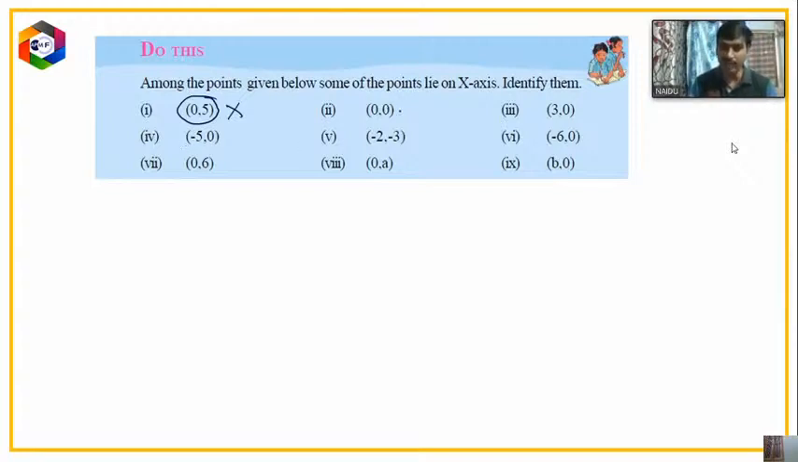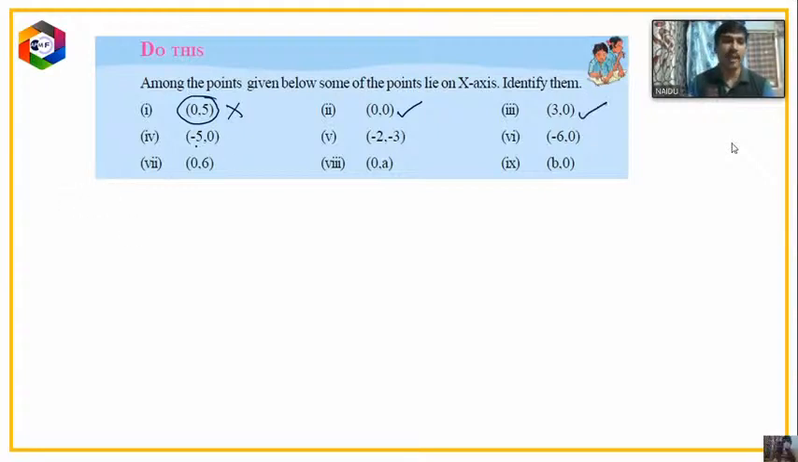Now since the y coordinate is 0, no doubt at all, this is the meeting point of both the x and y axes. This is called the origin. It is the point where the x-axis and y-axis meet. Come to the third one. Here there is some x distance and the y value is 0. As we said, if a point lies on the x-axis, the y coordinate must be 0, so this point also lies on the x-axis.